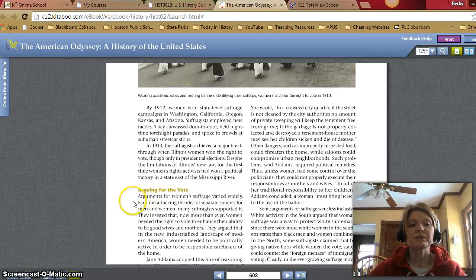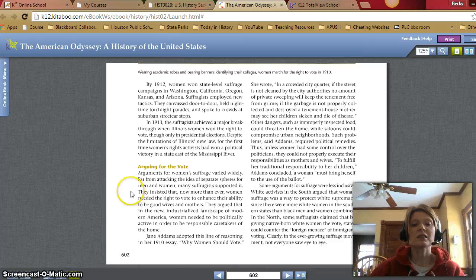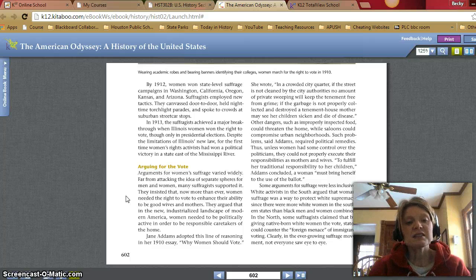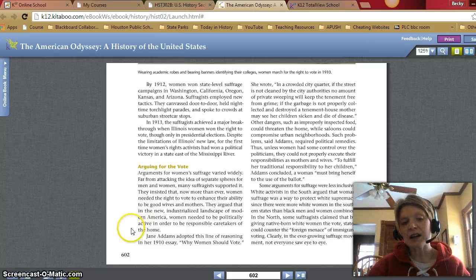Arguing for the vote. Arguments for women's suffrage varied widely. Far from attacking the idea of separate spheres for men and women, many suffragists supported it. They insisted that, now more than ever, women needed the right to vote to enhance their ability to be good wives and mothers. They argued that in the new, industrialized landscape of modern America, women needed to be politically active in order to be responsible caretakers of the home.